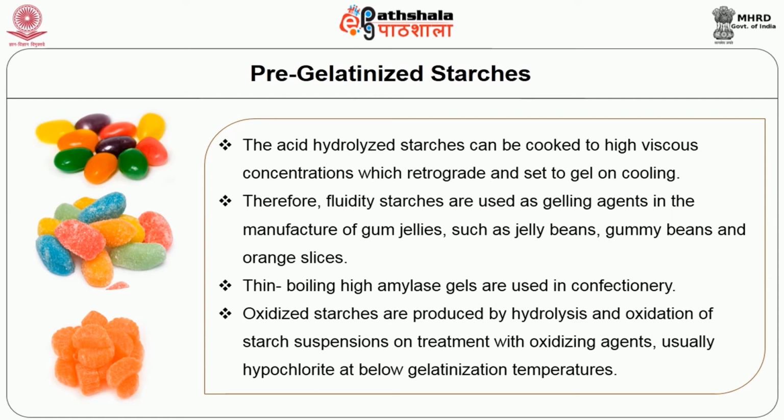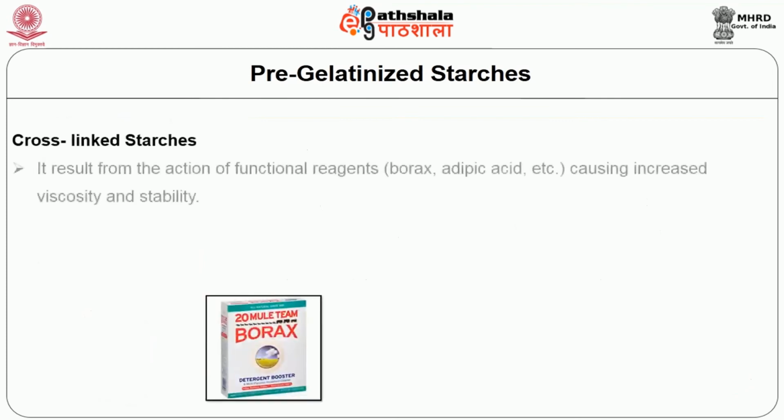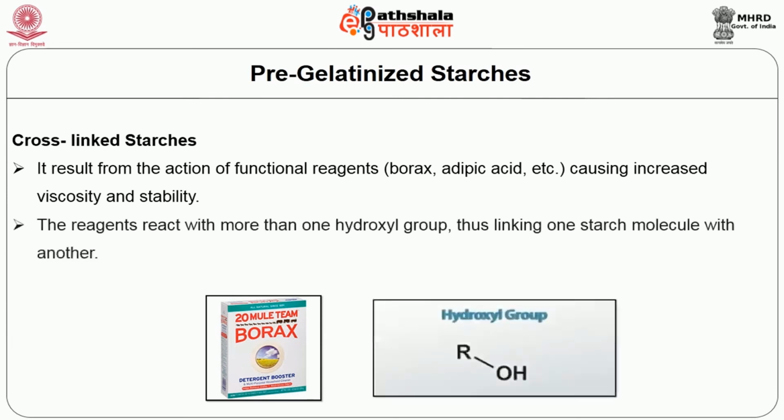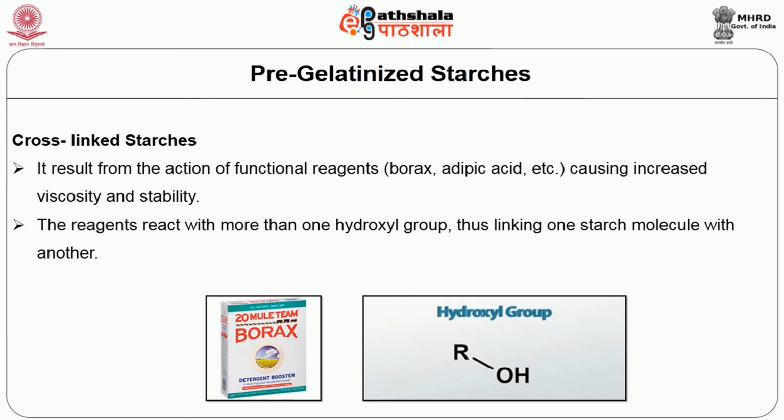Oxidized starches are produced by hydrolysis and oxidation of starch suspensions on treatment with oxidizing agents, usually hypochlorite, at below gelatinization temperatures. Next we will see about cross-linked starches. Cross-linked starches result from the action of functional reagents causing increased viscosity and stability. The reagents react with more than one hydroxyl group, thus linking one starch molecule with another.